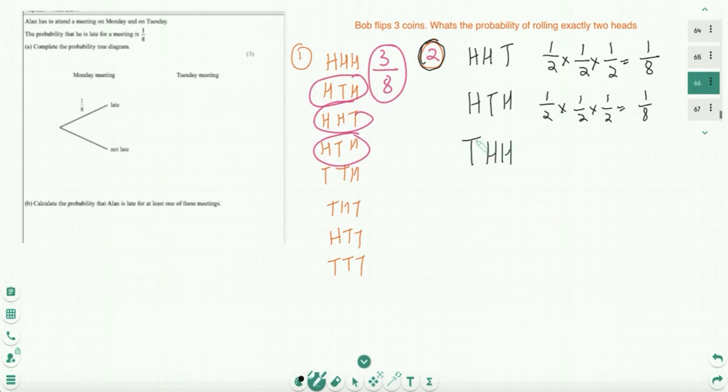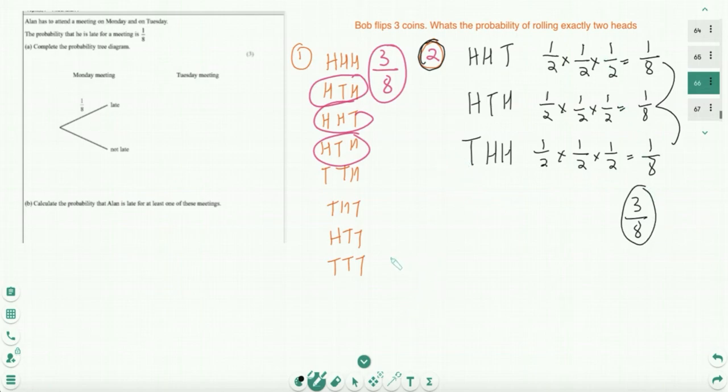And then same thing here. Tails the first time is 1/2. Heads the second time is 1/2. Flipping a heads the third time is 1/2. Multiply them, 1/8. And what you do to combine these is add them together. So 1/8 plus 1/8 plus 1/8 is 3/8. And this is my favorite way of solving multiple event questions, okay?